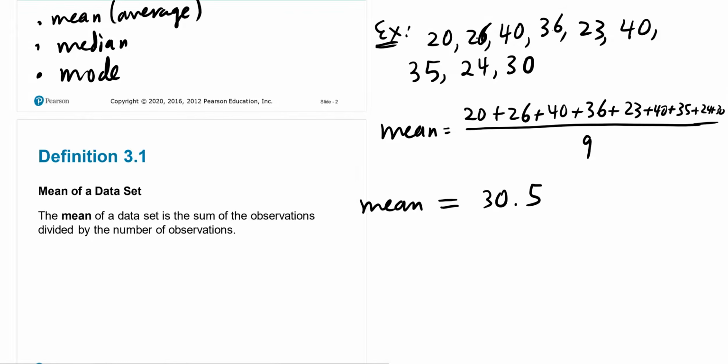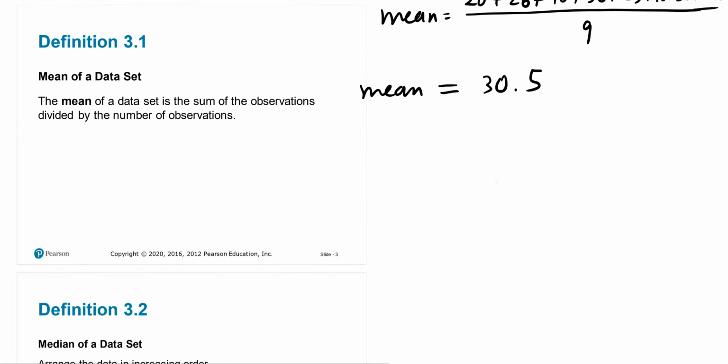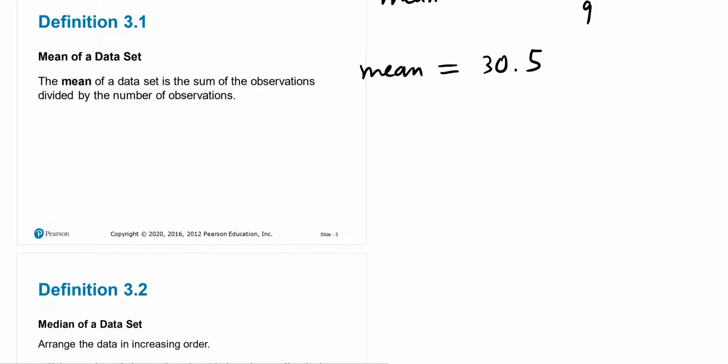One thing about the mean, we will come back to it: how we use it, where we use it, and what affects the mean, in a minute. The next one is the median. So the median is the middle number in the data.